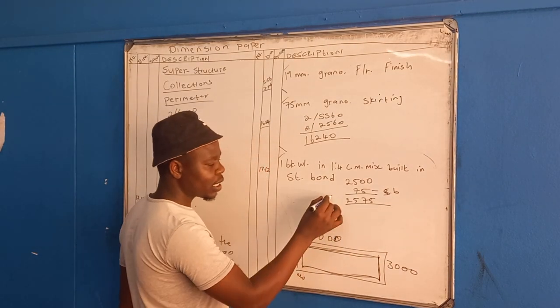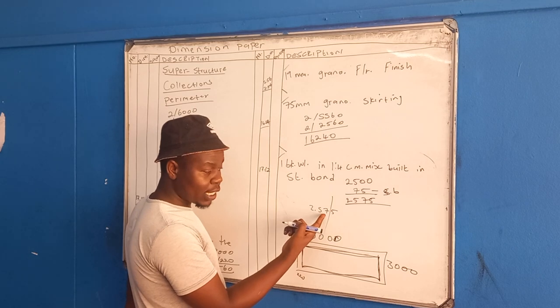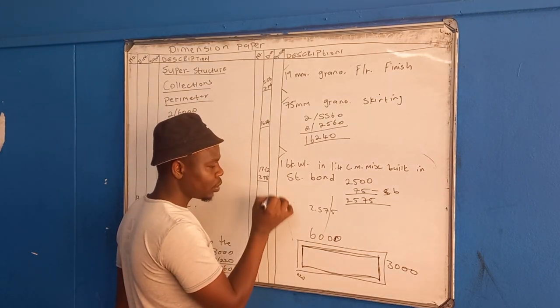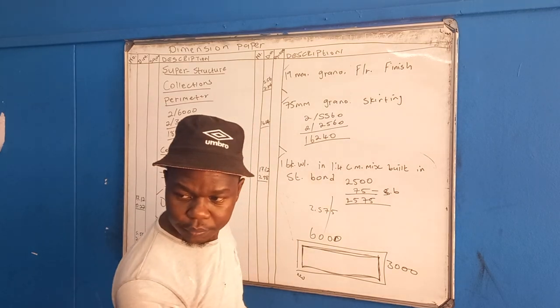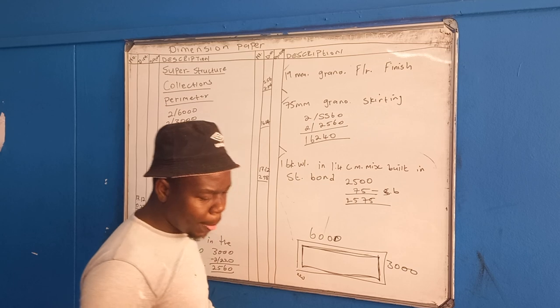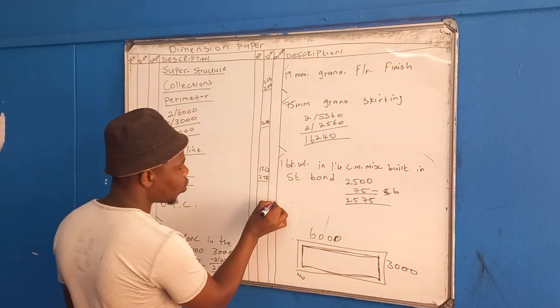Again, we want two decimals. Again, which is going to be 2.58. Am I wrong? It's 2.58. And then from there, what do we do? You close.